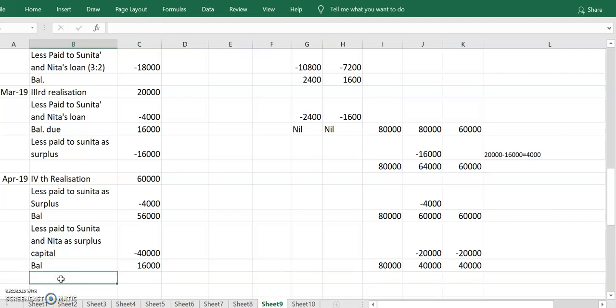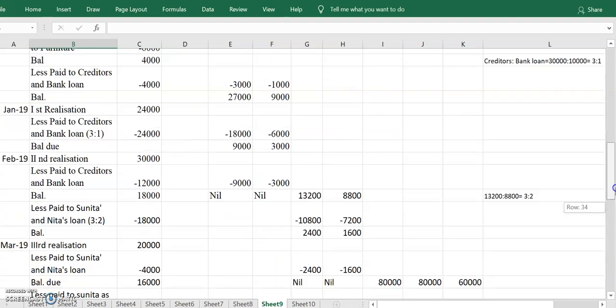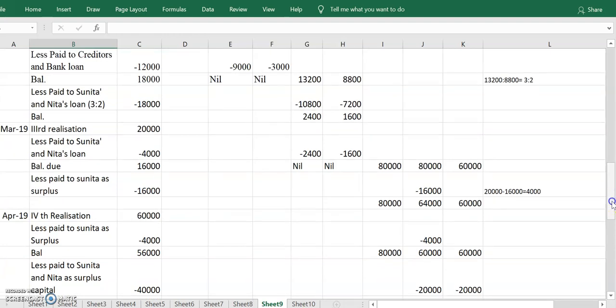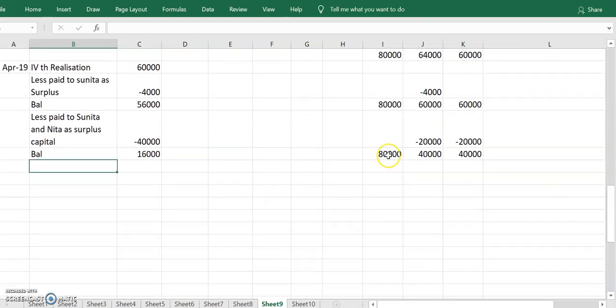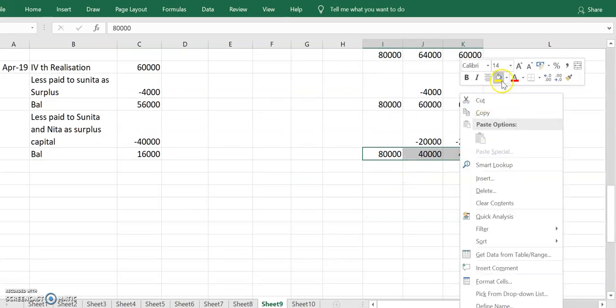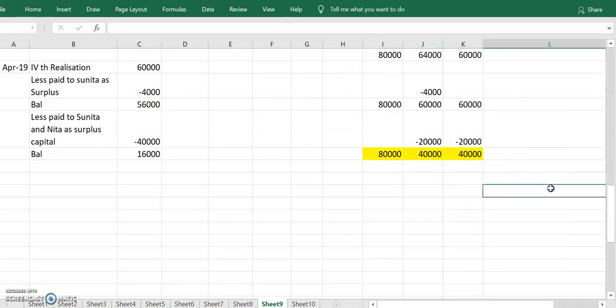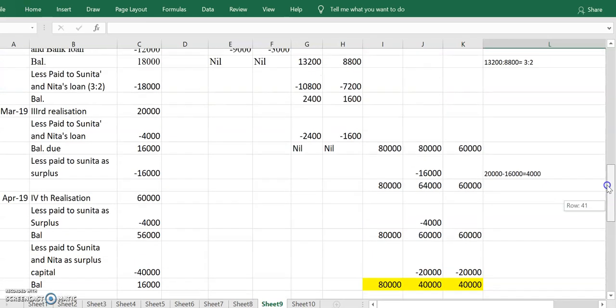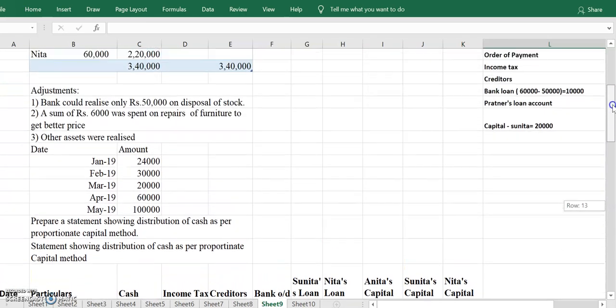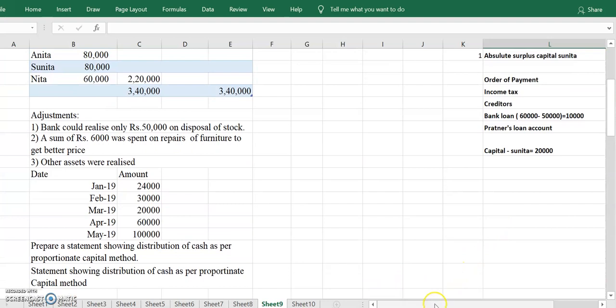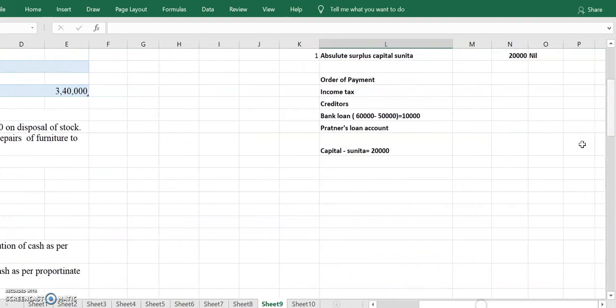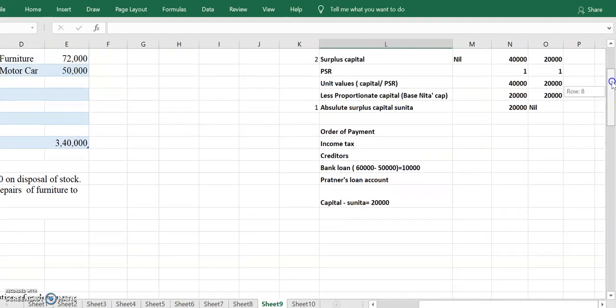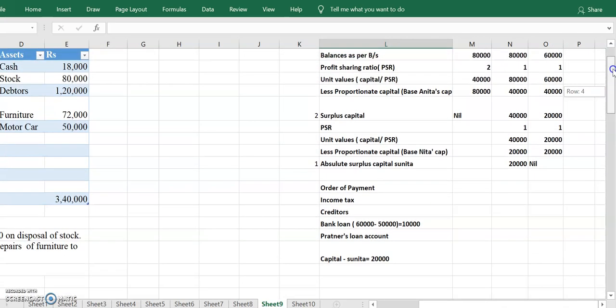Check if, once you have paid all the surplus of whatever the partners, you will get the same amount. Check this amount, I have highlighted it. You will get the same amount present in your surplus statement. Whenever we discuss this point, 80,000, 40,000, it should match your surplus statement. Before continuing, check your video number 1 for this question. That is the part 1 question.